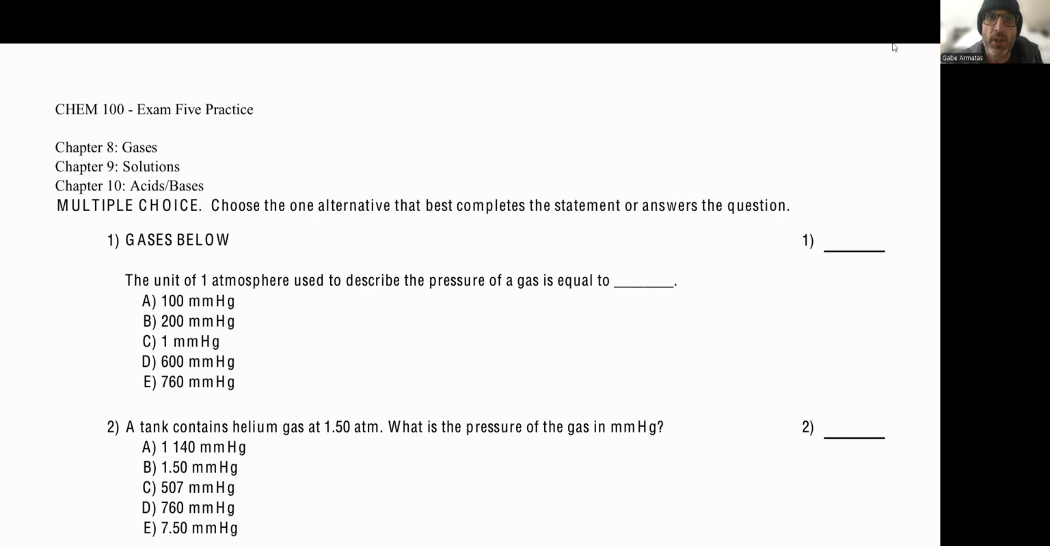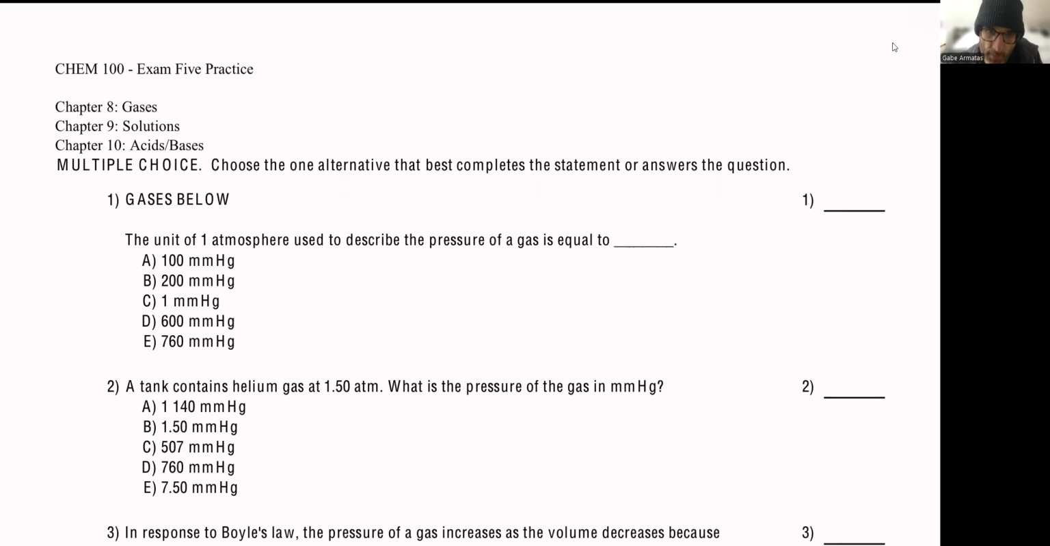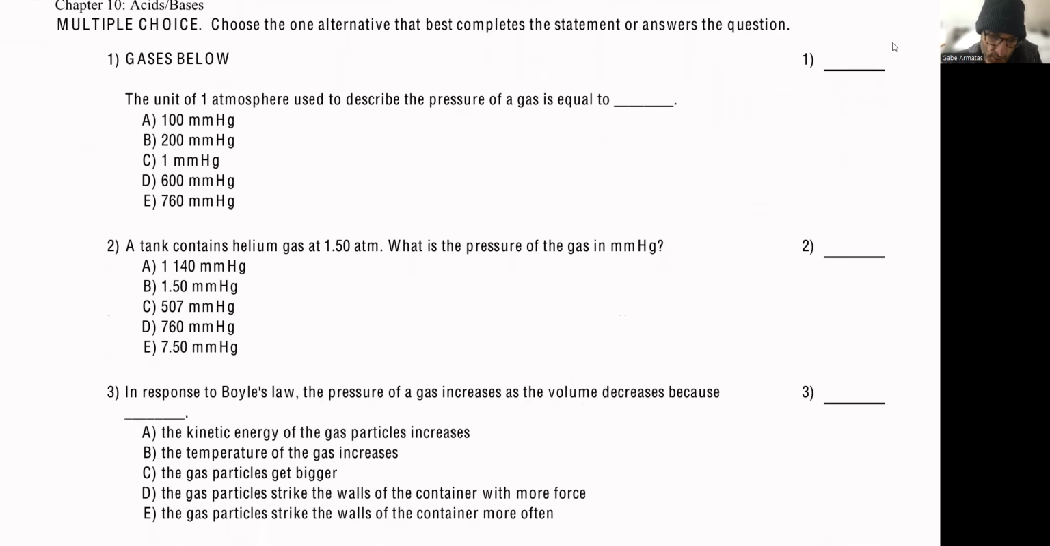Okay, so we are going to go through Exam 5 practice. I've updated it. We are going to go through gases, solutions, and acids and bases. Acids and bases will not be on the fifth exam, but I put it in here for practice anyway. So off we go. I'm also going to be doing this real time, so there's going to be stutters as I do the math on my computer here.